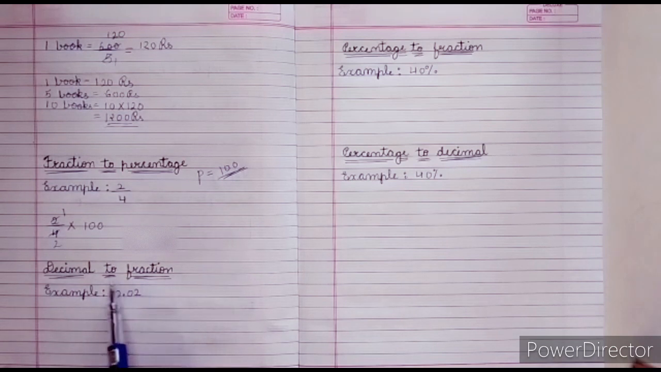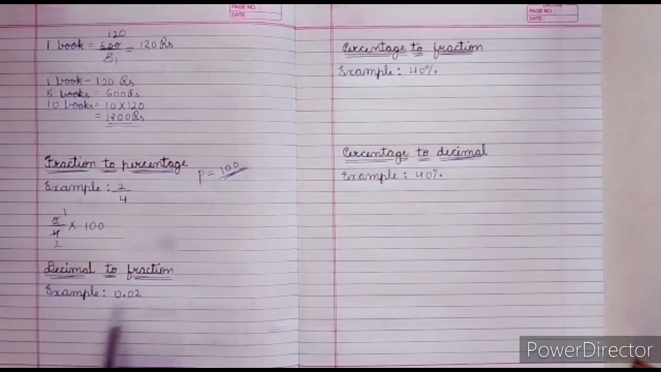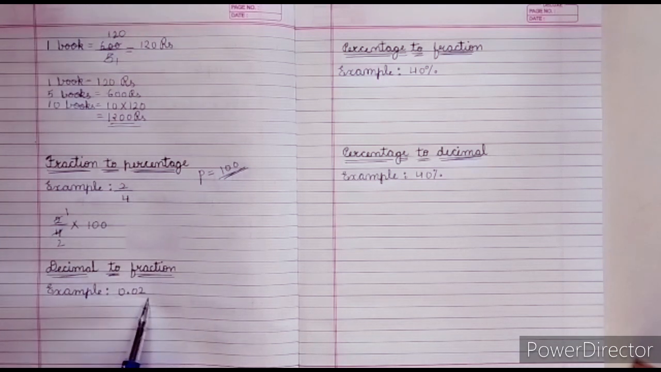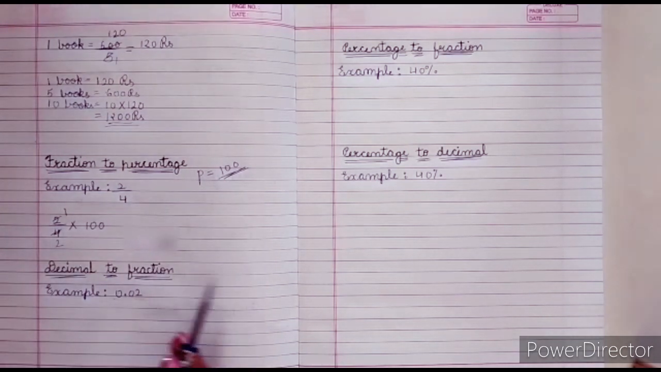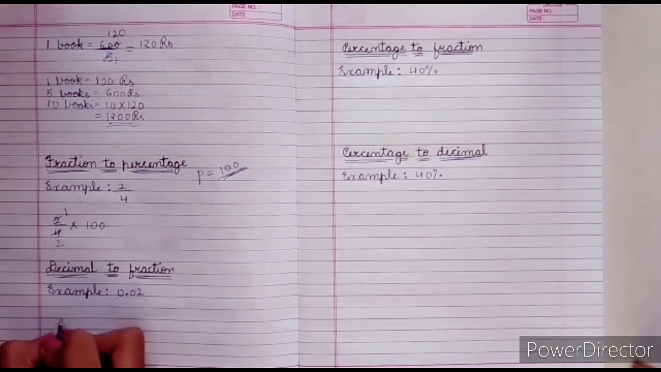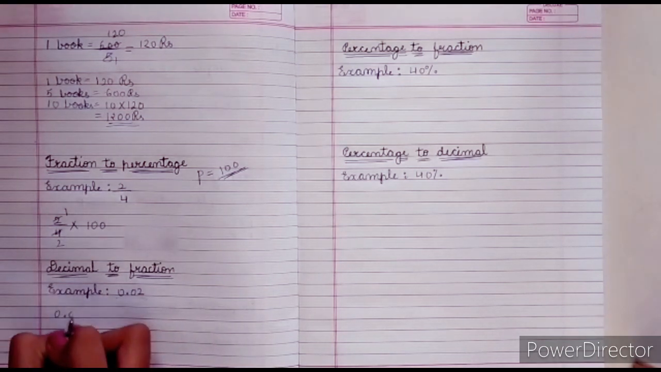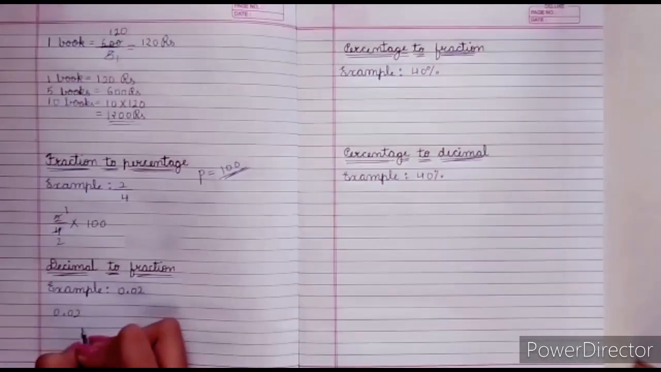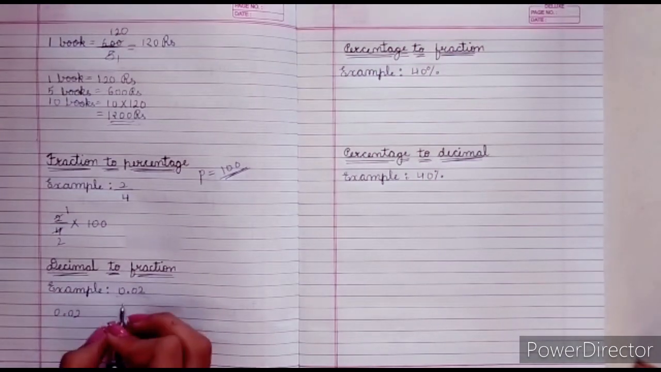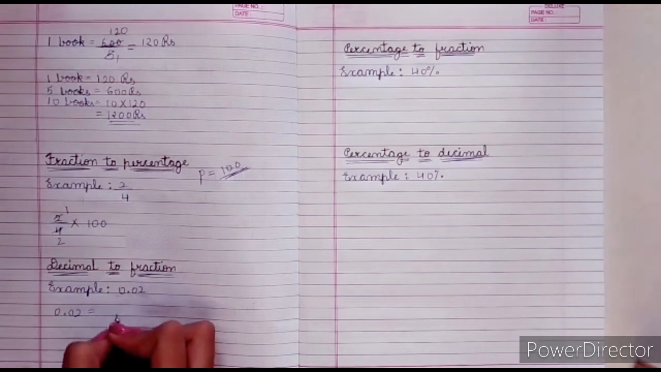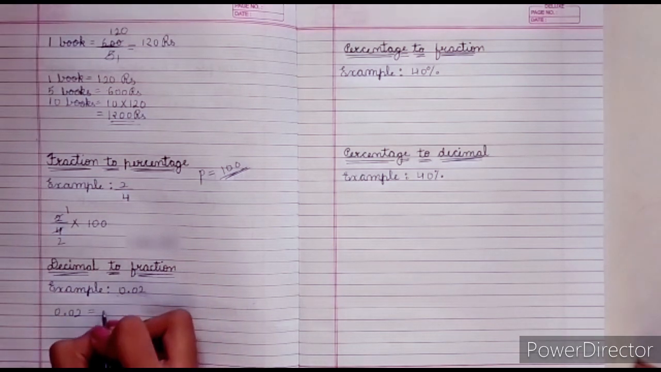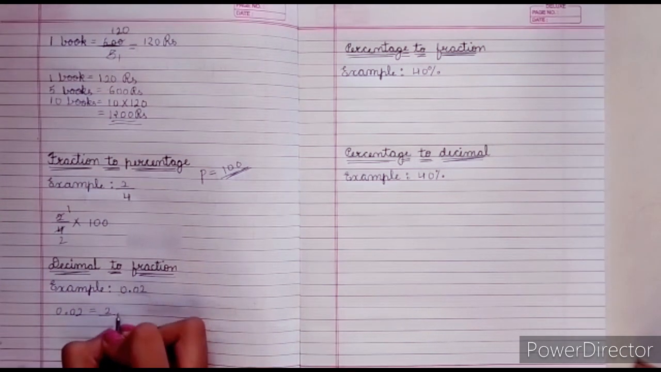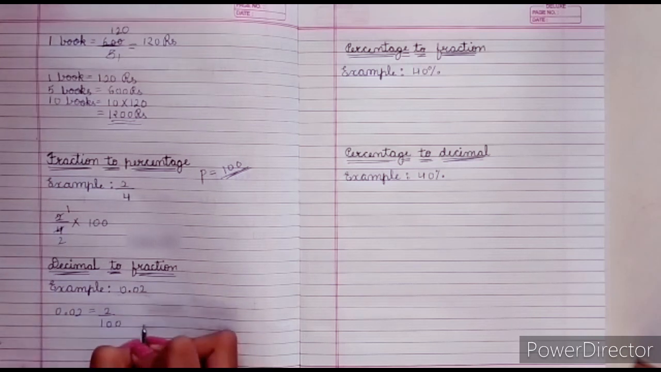Now we have to convert a decimal to a fraction, and then we will convert it into a percentage. For that I have taken a decimal as an example, which is 0.02. So how to convert it into a percentage? First we have to convert it into a fraction and then into a percentage. Here are two zeros, so we will do 2 upon 100. Two zeros will be added.